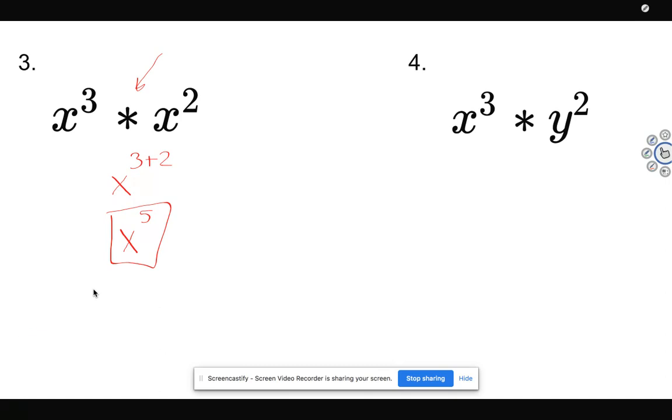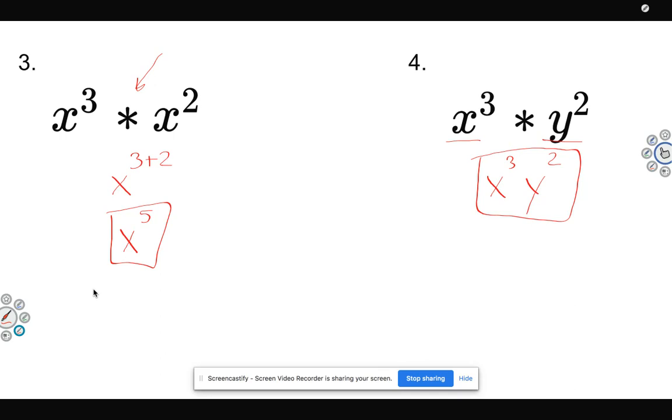If I look, I have x cubed and I have y squared. Those don't have the same base. If there's not the same base, you can't add the exponents. So the simplified answer is just x cubed, y to the 2nd, and we're done. That's like a trick question because the question is actually the answer.